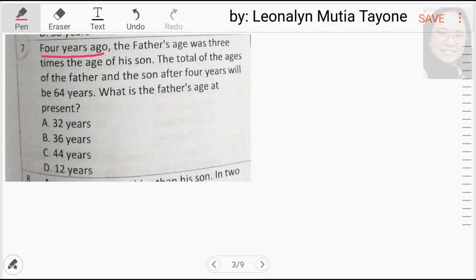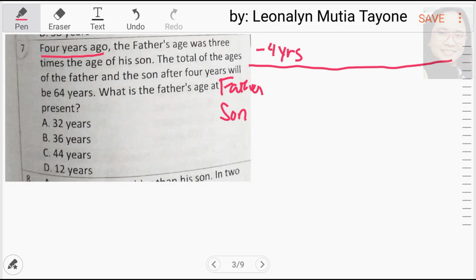Para klaro, gawa natin ito ng table method. 4 years ago, that means minus 4 years. Yan. So, father's age was 3 times the age of his son. Ito si father at si son. Ang edad ni son, let A be the edad of son. And then the father's age was 3 times the age of his son.